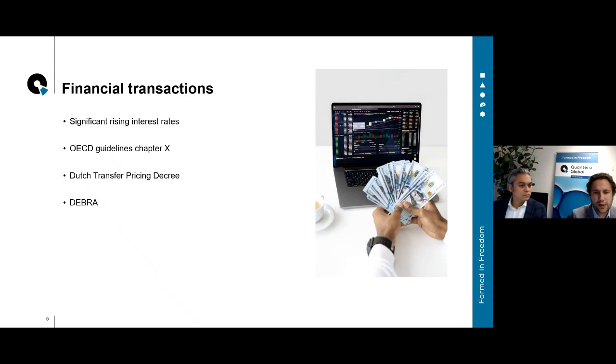So that's something that's very important. Yeah, as discussed in the new OECD guidance, chapter 10. No real news here because it was already published in 2020.